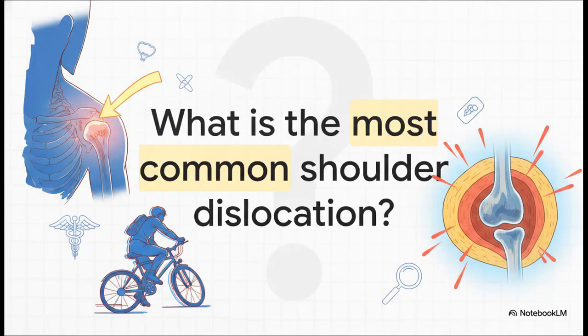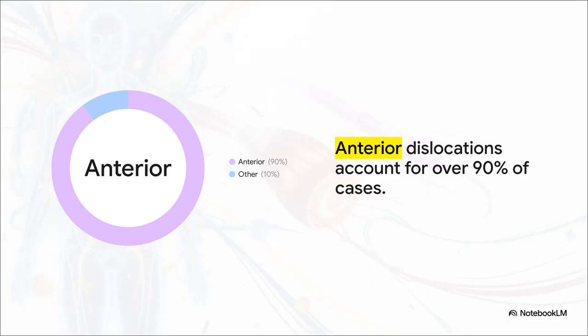A 31-year-old male presents with shoulder trauma after a fall from a bike. The right shoulder is tender and movement is impossible. Which type of shoulder dislocation is most common? A, anterior, B, posterior, C, superior, D, lateral, or E, medial? The answer here is A, anterior.